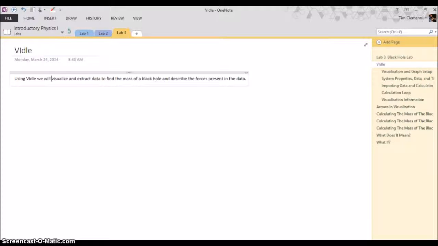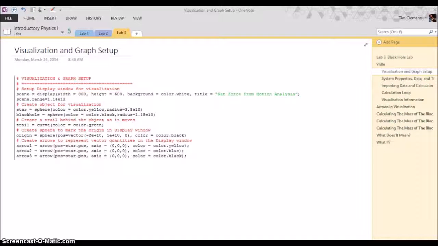present in the data. In the visualization and graph setup portion of the Python program, I input the star's radius to be 3.5 e to the 10 meters and the radius of the black hole to be 1.5 e to the 10 meters. I also input the origin, the black hole, to be placed at -2 e to the 10, 1 e to the 10, and 0 meters.